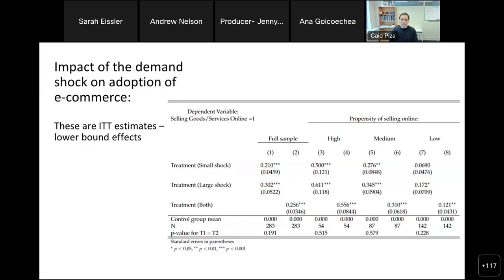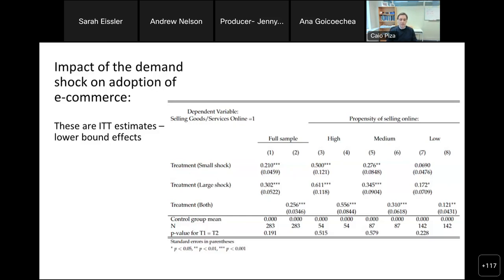It was 50 percentage points for firms receiving the $130 shock, and 61 percentage points for firms receiving the large 700-ish dollars per order. So it tells us a few things. First, it's possible to increase online presence by securing demand for these businesses.